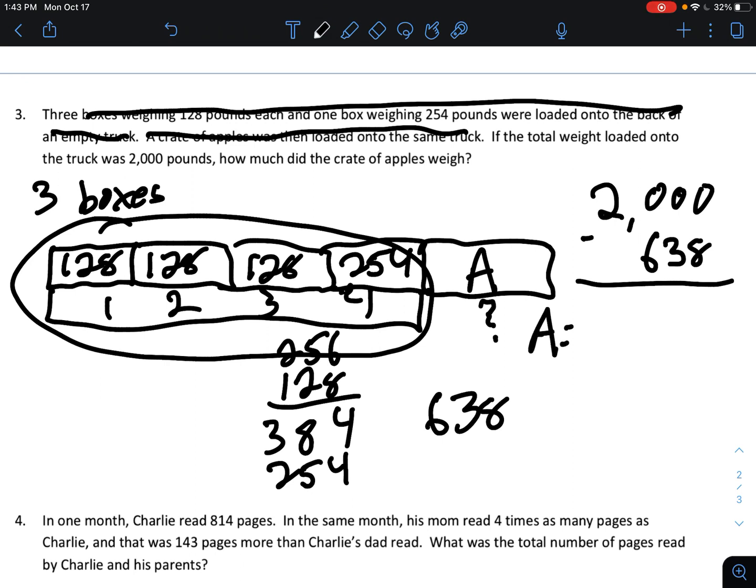So the apples, if you subtract correctly, we're going to have to keep borrowing here. So borrow again, that's a 3. Borrow again, that's a 6. So 1,362 would be the weight of the crate of apples.